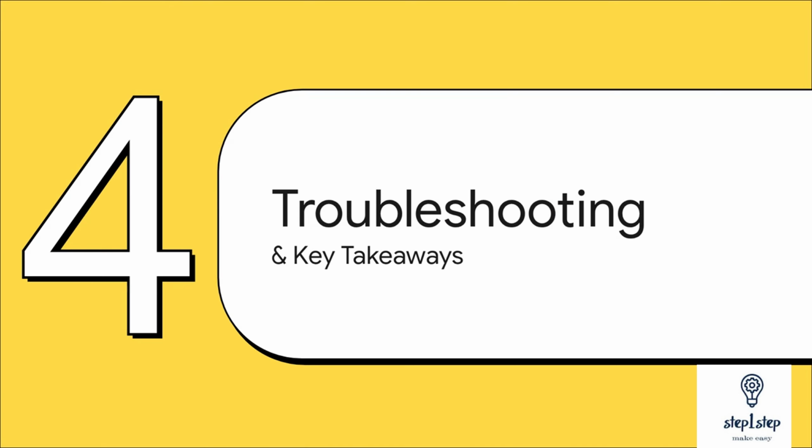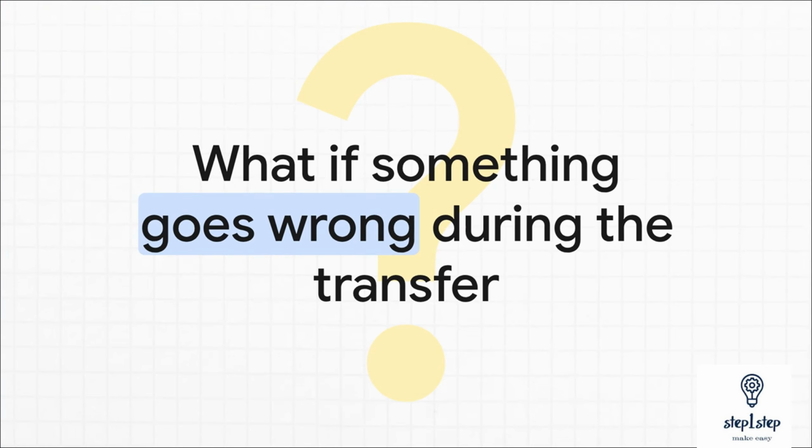So while this official process is really solid, technology can be weird sometimes. Things can have their quirks. So let's quickly run through a few common issues and then recap the absolute most important things to remember from all this. So, what happens if something goes wrong?